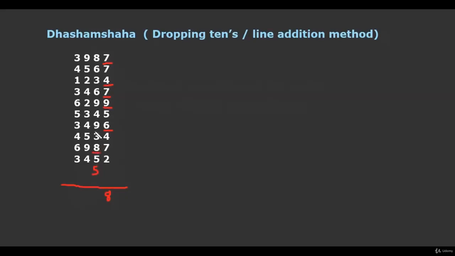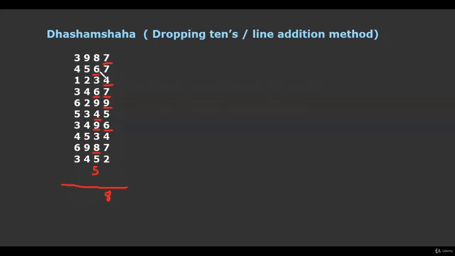8 plus 3 is 11. So we drop 10 over here and carry 1 to the next number. 1 plus 9 is 10. We drop 10 over here. And now no carry. 4 plus 9 is 13. We drop 10 over here. Carry 3 to the next number. 3 plus 6 is 9. 9 plus 3 is 12. We drop 10 over here. Carry 2 to the next number.